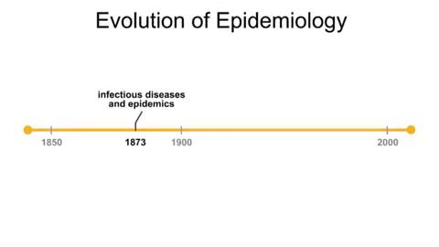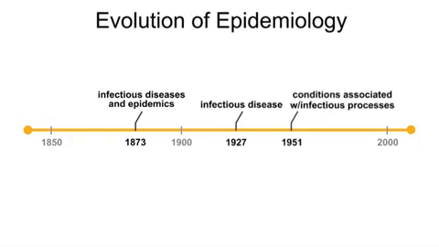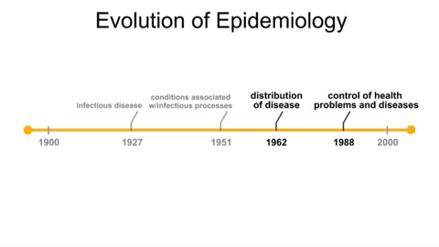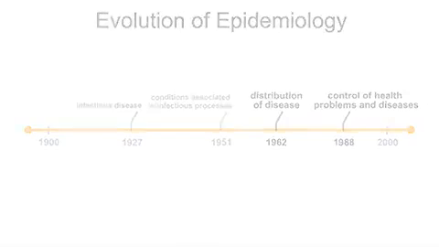The focus was just on infectious diseases and epidemics in the mid-1800s. Epidemiology began to focus on infectious disease overall in the mid-1900s. By the mid-1950s, epidemiology's focus then included not just infectious diseases, but specific conditions associated with them. In the 1960s, epidemiology began to focus on laws regarding the distribution of disease at a community level. Then, in the late 1980s, epidemiology focused on how to control or minimize health problems and diseases. Next, we will talk about epidemiologic transitions.